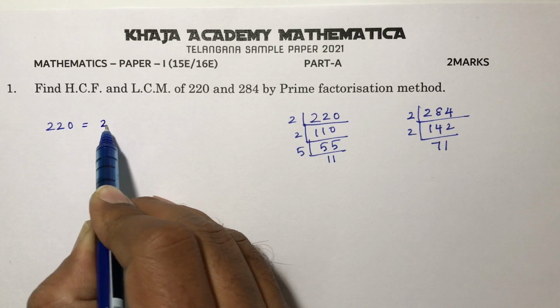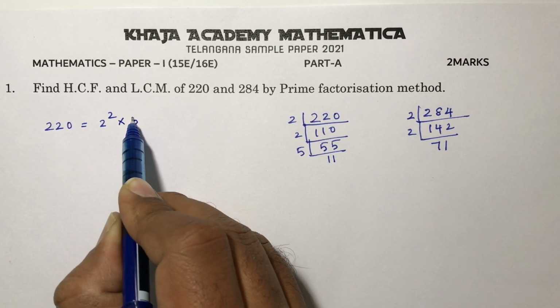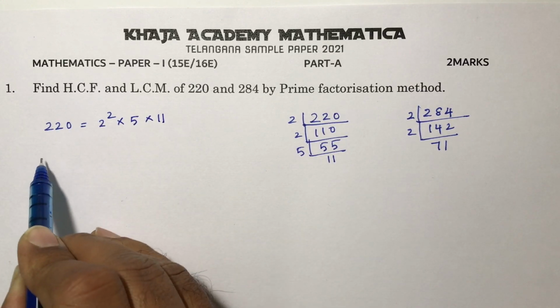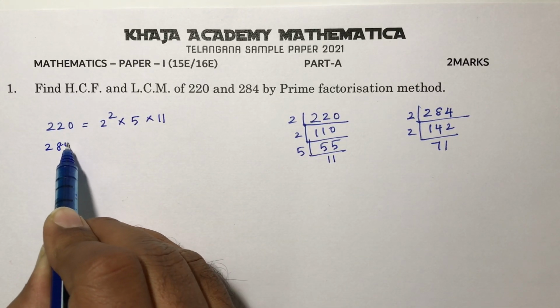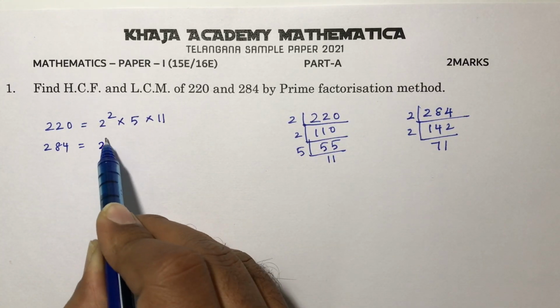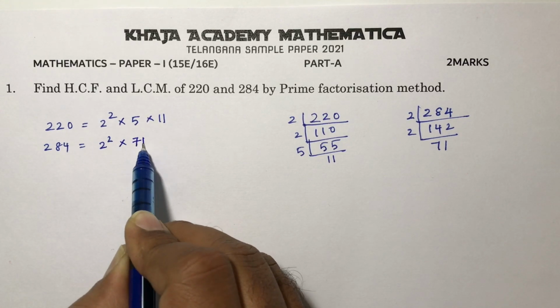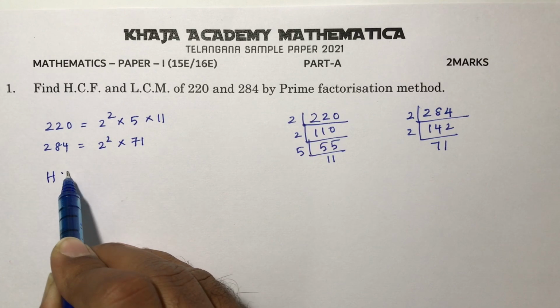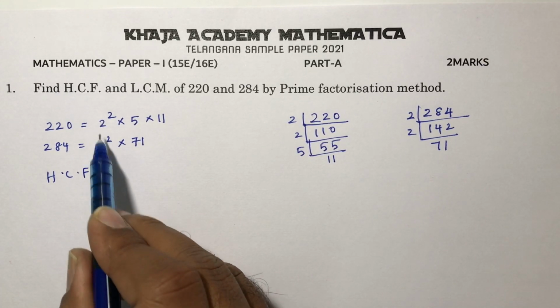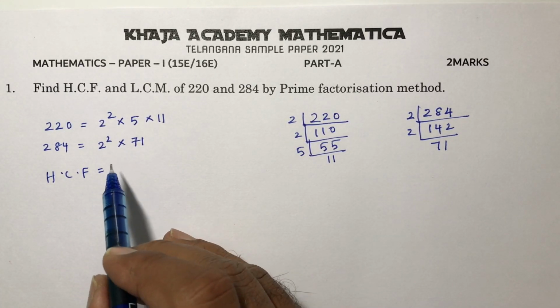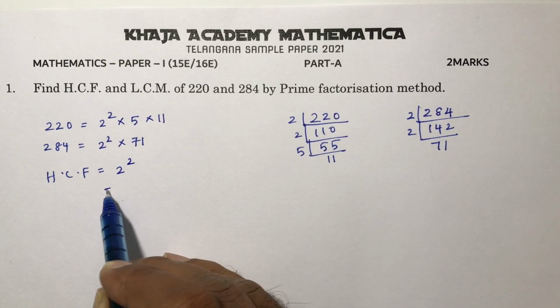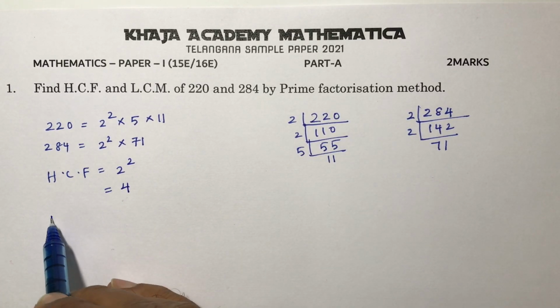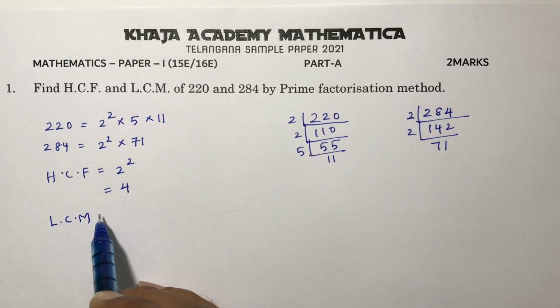220 equals 2 square into 5 into 11. 284 is nothing but 2 square into 71. So HCF is nothing but common in both the terms. Like here we have clearly 2 square. So HCF is 4. And LCM, how to do LCM by prime factorization?